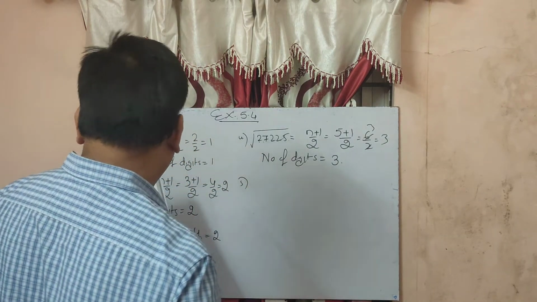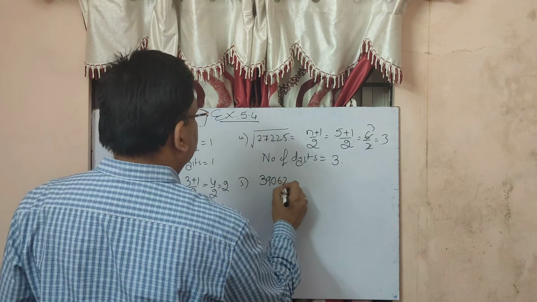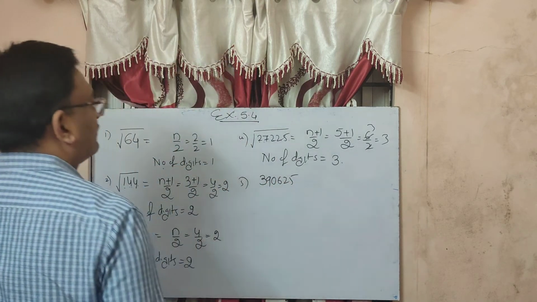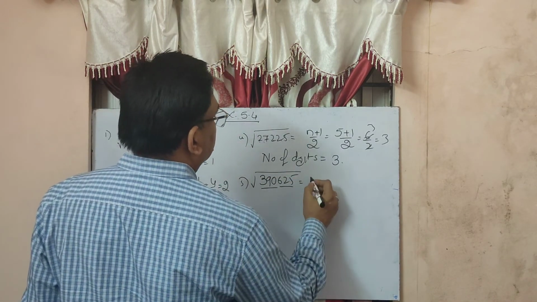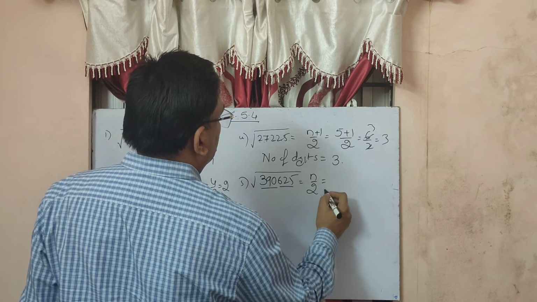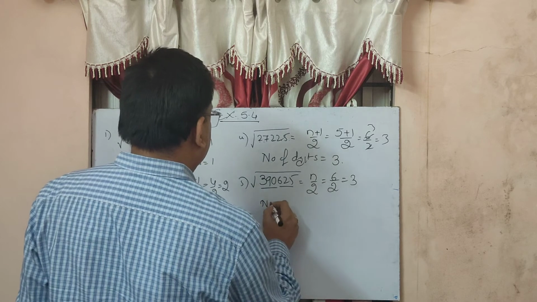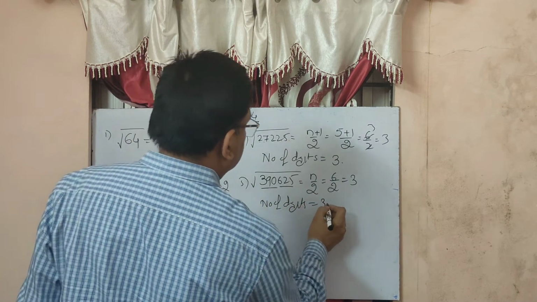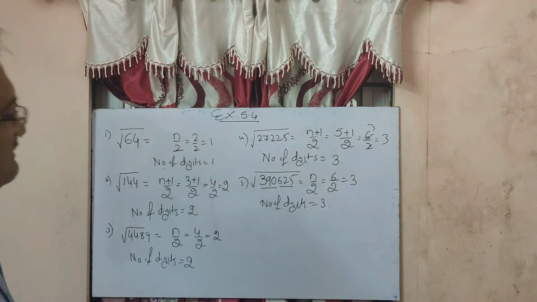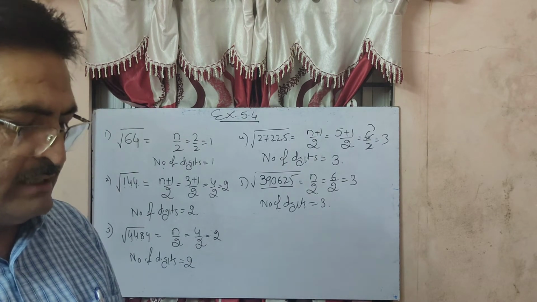Next number, 390625. So now there are 6 digits. So that is an even number, n upon 2. 6 upon 2, that is 3. Therefore, number of digits is equal to 3. So this is a very simple question and you need to understand the question properly and you can easily solve the examples.